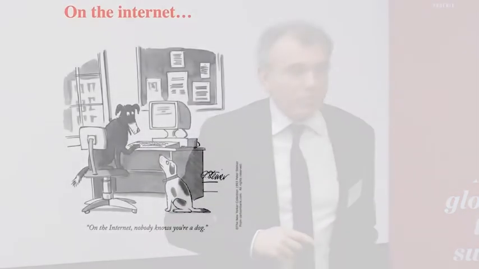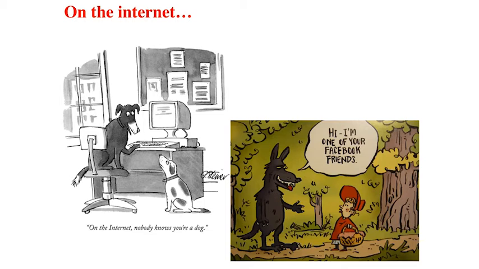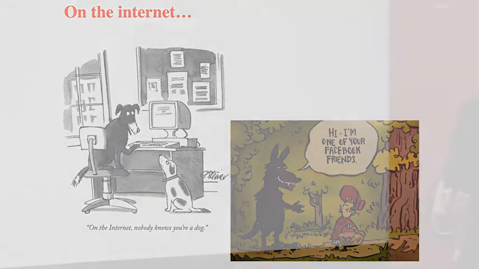And it depends because one of the problems of the internet, and Jacinta was mentioning it actually before, is that you're not really sure with whom you're talking, right? And given that I'm showing you cartoons, let me show you perhaps the most famous one about the internet. It's 'On the internet, nobody knows you're a dog', which is about 20 years old, and this is the updated version: 'I am one of your Facebook friends.' And this is true, right? So we don't know with whom we're communicating.